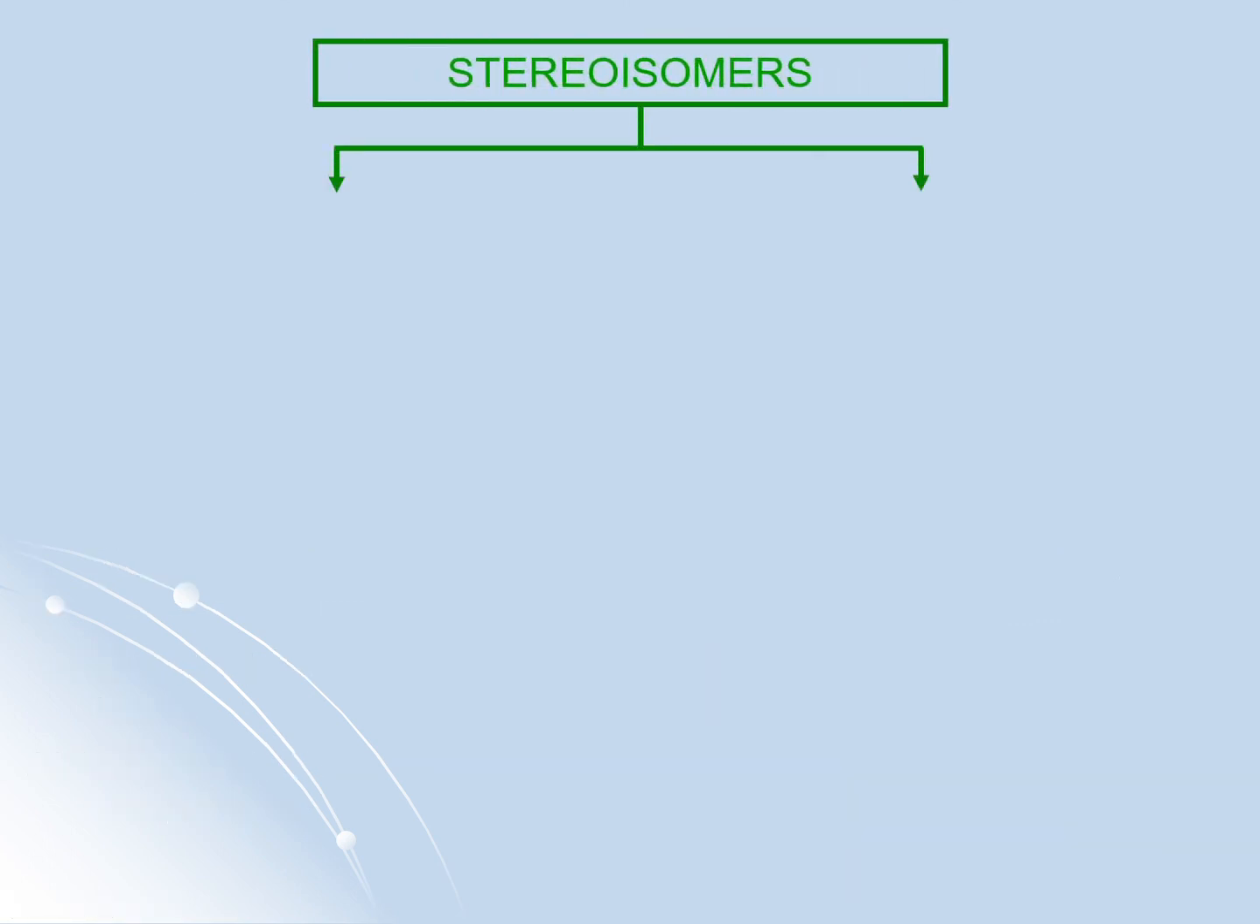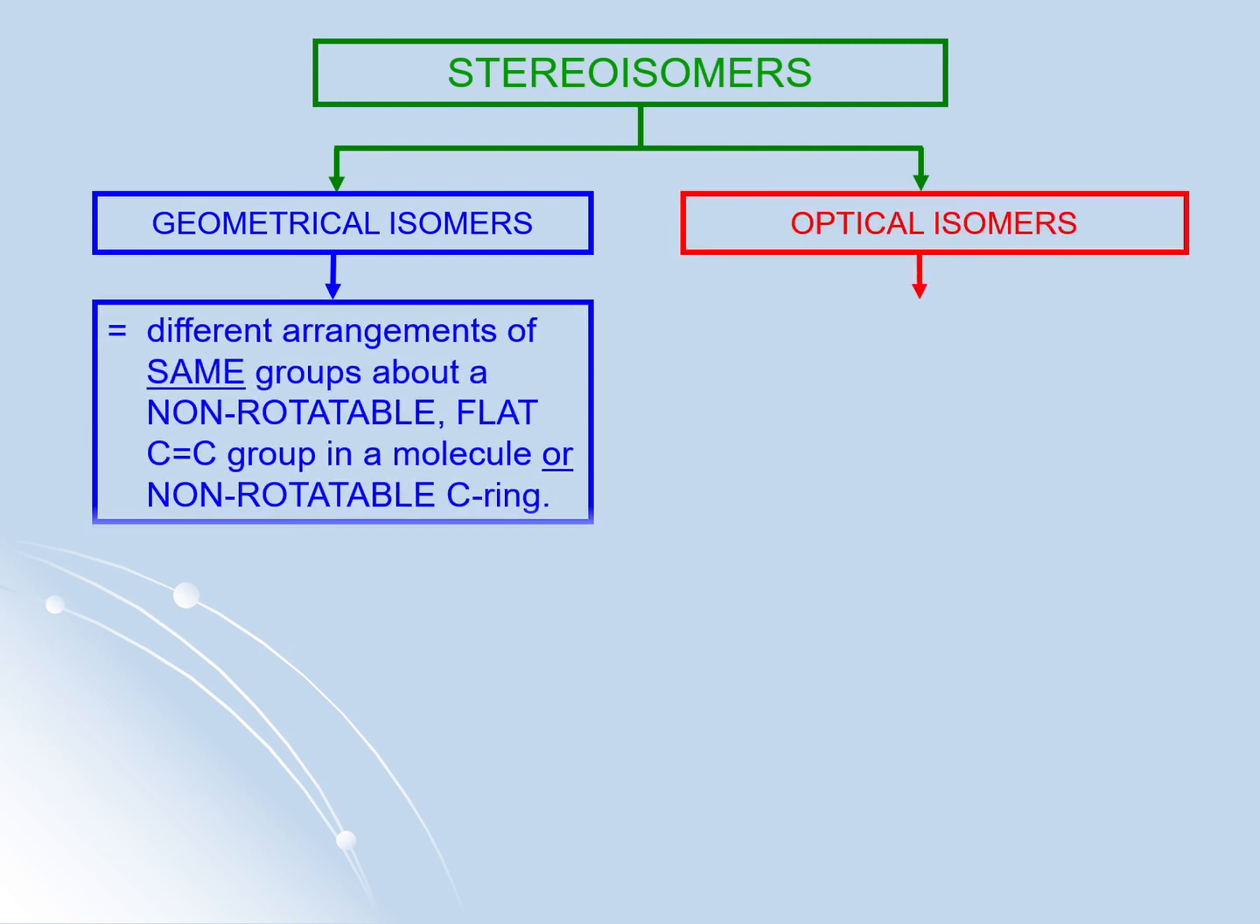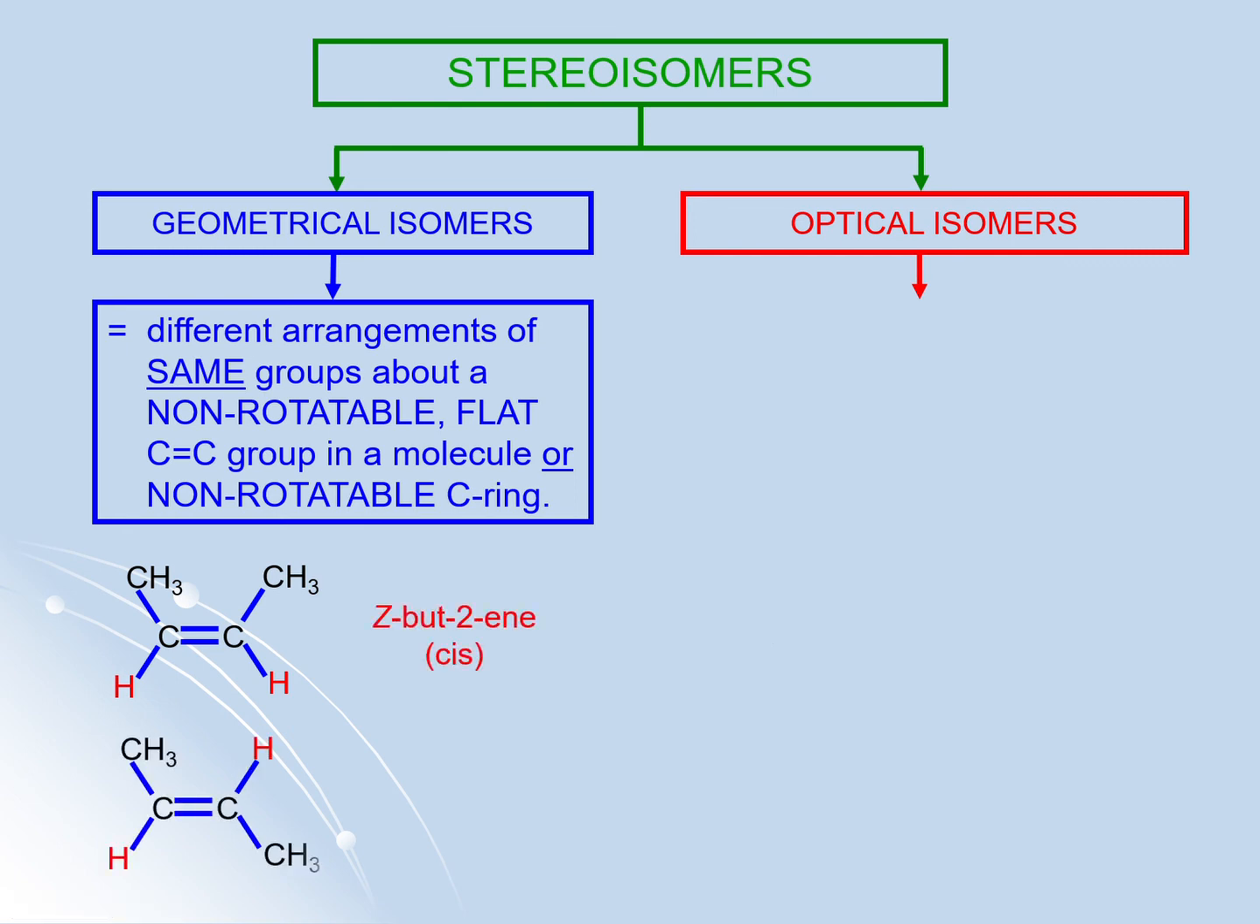Right, let's shift on then to stereoisomers. Okay, so stereoisomers, we have geometric. Now we did geometric last year, and hopefully you can remember we talked about cis and trans, and we talked about E and Z.